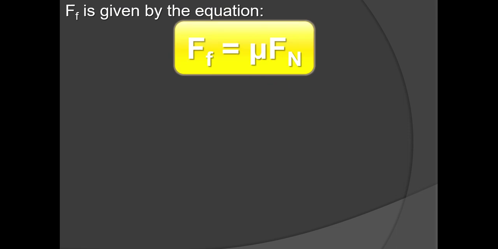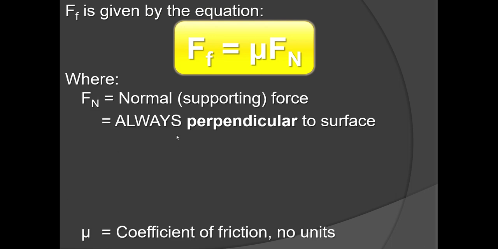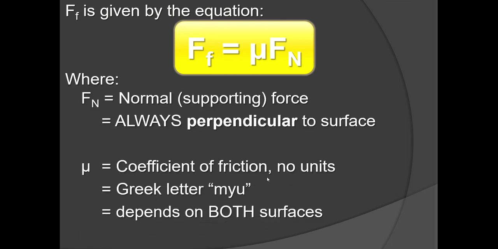Now, friction is given by the following equation. Force of friction equals mu times normal force. So we say mu Fn. The mu here, this Greek letter mu, is what's known as the coefficient of friction. This carries no units. Now we already know about the normal force. Normal force is always perpendicular to the surface. So remember, you don't have normal force if you have free fall, so you have to have some sort of surface, and it's always going to be perpendicular, so 90 degrees to the surface.